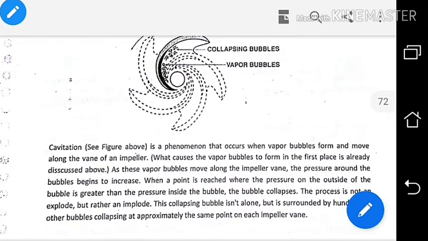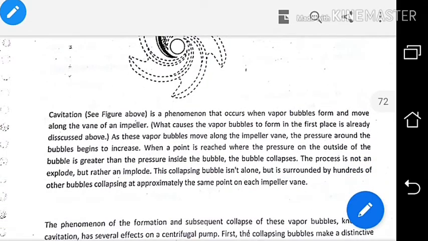So in cavitation, the vapor bubbles form and move along the vane of an impeller, and at the vane of the impeller, the pressure around the bubbles begins to increase. When a point is reached where the pressure on the outside of the bubble is greater than the pressure inside, the bubble collapses. The process is not an explosion but rather an implosion. This collapsing bubble isn't alone but is surrounded by hundreds of other bubbles collapsing at approximately the same point on each impeller vane.